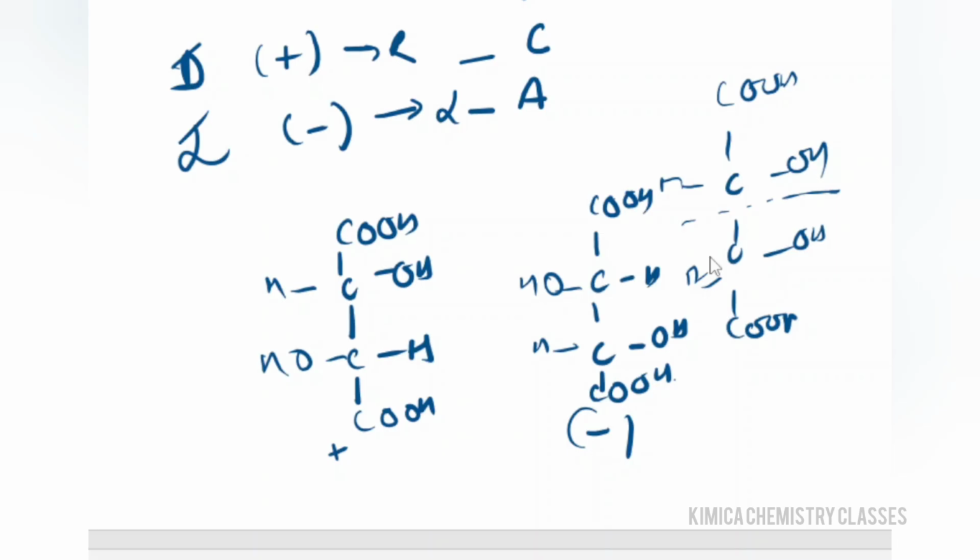There are two types: structural isomerism and stereoisomerism. Structural isomerism is further divided into categories: chain, position, functional, metamerism, tautomerism. And stereoisomerism is divided into two: geometrical isomerism and optical isomerism.